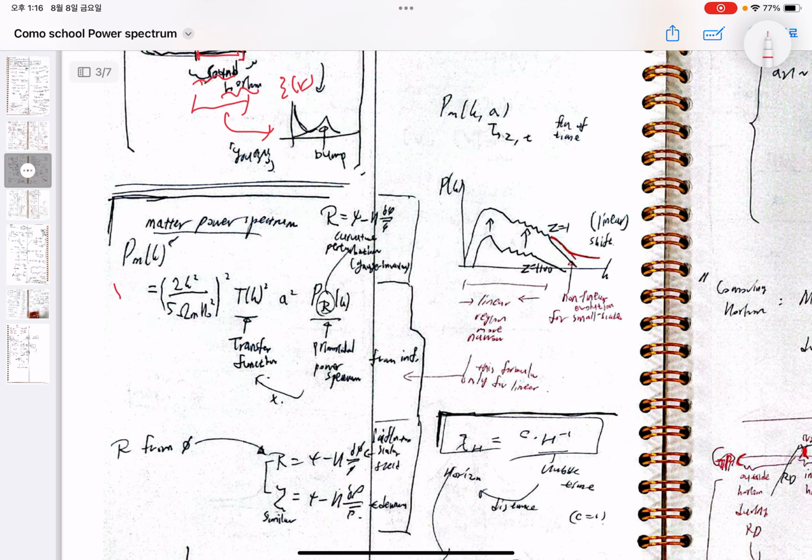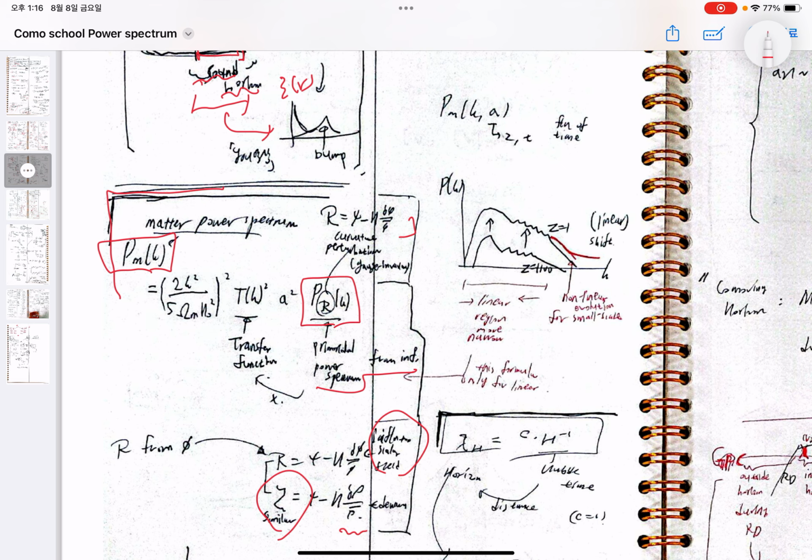Now I will turn to the matter power spectrum P(k). This is originally generated from the primordial power spectrum, which comes from inflation. The R means the curvature perturbation, which is a gauge invariant quantity. Usually R contains the inflaton's scalar field, but we can also define zeta, which comes from the density fluctuation. This is also a gauge invariant quantity.